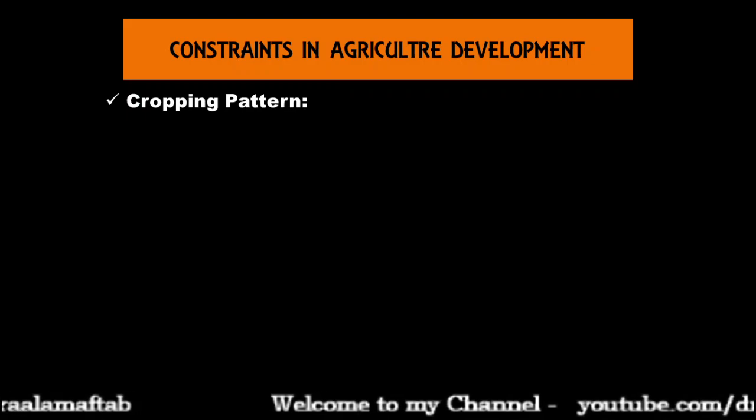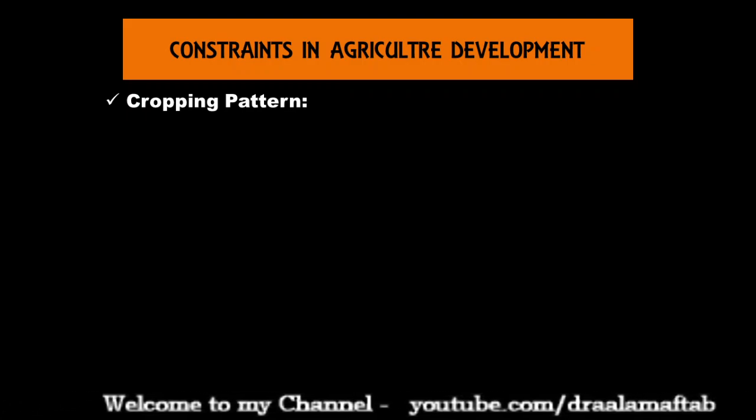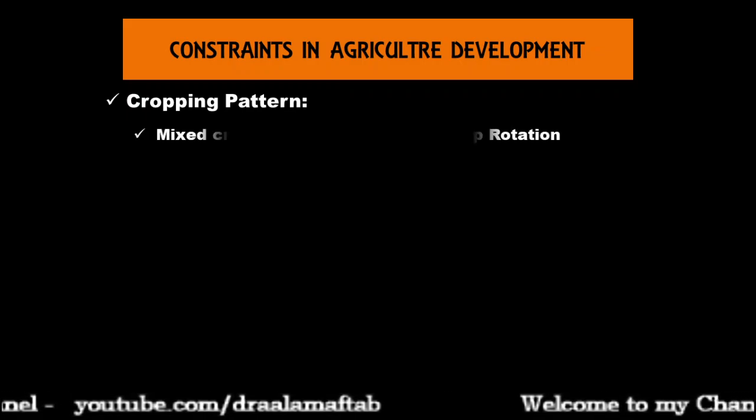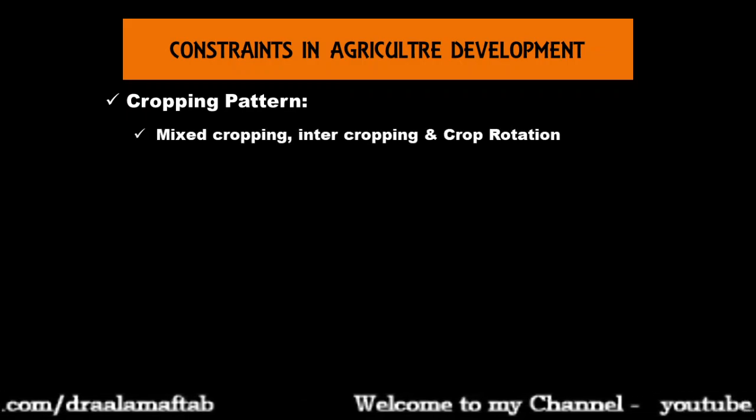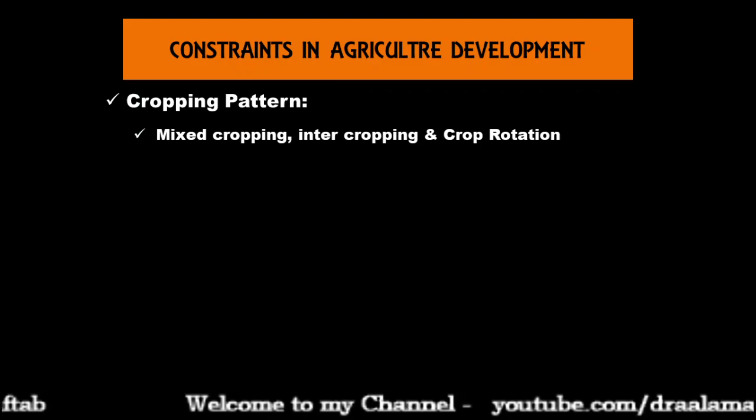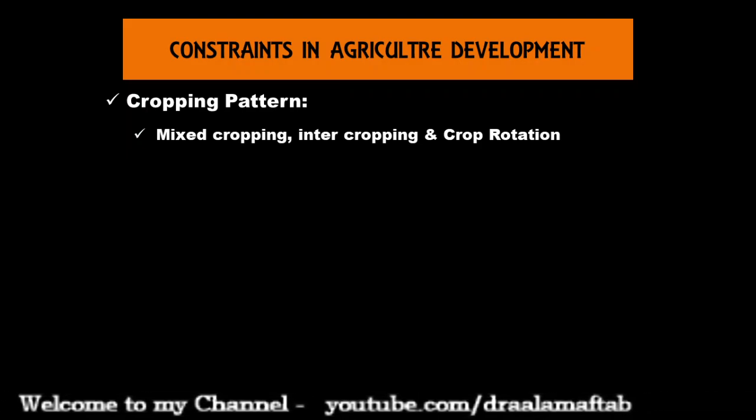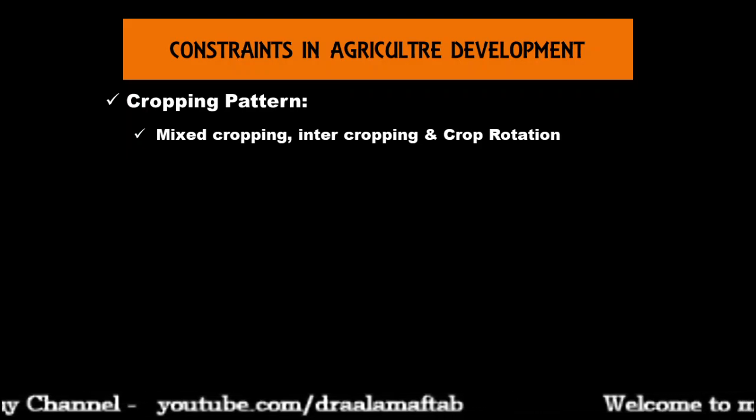The next point is cropping pattern. Cropping pattern refers to the proportion of land under cultivation of different crops at different points of time. There are three different cropping patterns: mixed cropping, intercropping and crop rotation.